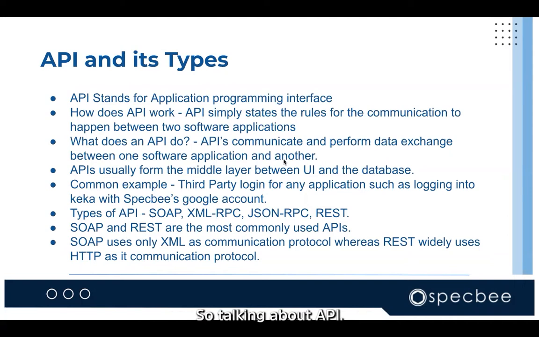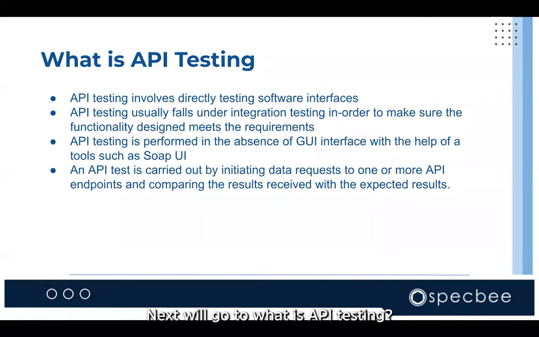So we are talking about API. What are the types of API that are available? There is SOAP, XML-RPC, REST, and JSON-RPC, out of which you should have commonly heard about SOAP and REST. Both SOAP and REST are commonly used APIs, and the most basic difference is that SOAP has a restriction of using only XML, whereas REST can use HTTP, XML, JSON, and other formats as well for data communication. Next, we go to what is API testing.